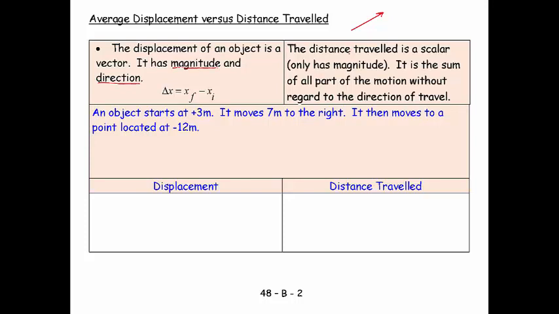I couldn't say 5 kilograms points to the left, because kilograms aren't a vector. I couldn't say 3 seconds points to the right, because time is not a vector. But I can say this force, 5 newtons, points to the left, or I could say this velocity, 3 meters per second, points to the right. So velocities have a magnitude, a size, a numerical value, and a direction.